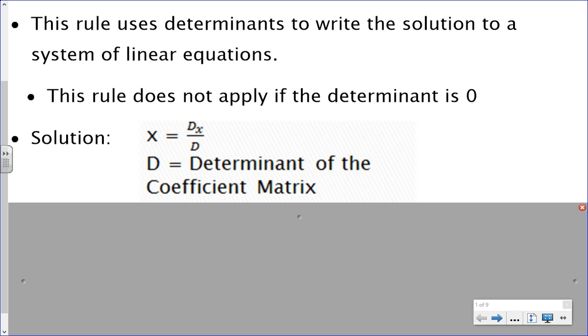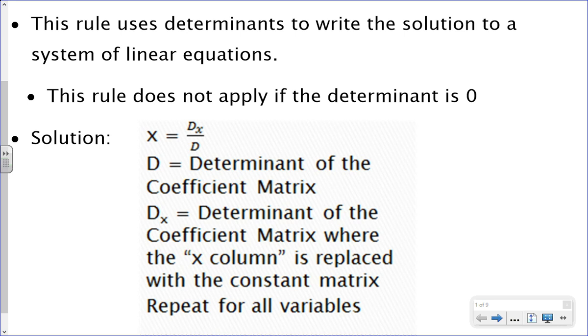Now I'm going to let you write down what D sub x means, and then once we have it written down, then we're going to talk about it. What's not that many words? You guys can.